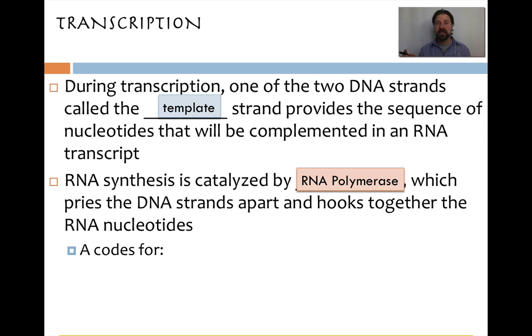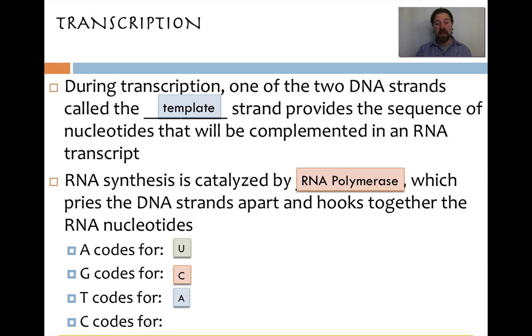So it pries the DNA strands apart, hooks the new RNA nucleotides on, and the way it does so is by simple complementary base pairing, except now we're using the RNA rules versus the DNA rules. So A will code for uracil. If G pops up, we know it codes for cytosine. Thymine will code for adenine, and cytosine will code for guanine. So there's our four connections.